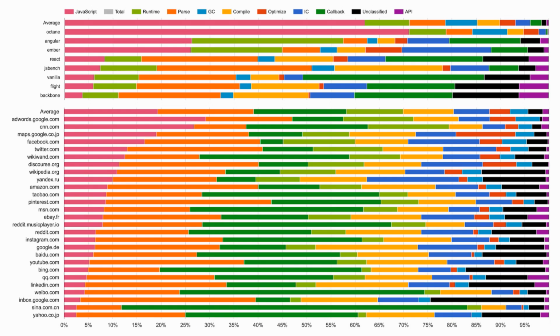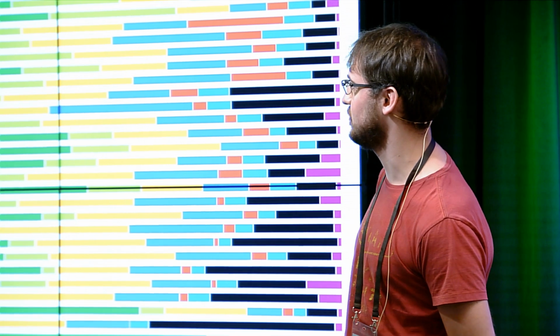Yeah, sorry. Wrong direction. But once we had this, we were actually curious how this would be in the real world. So we ran the same tool on real world web pages, and what we saw is that you get profiles that are much closer to Speedometer.